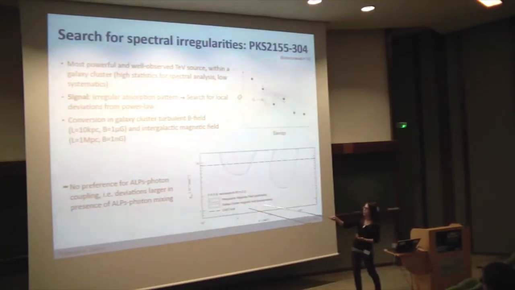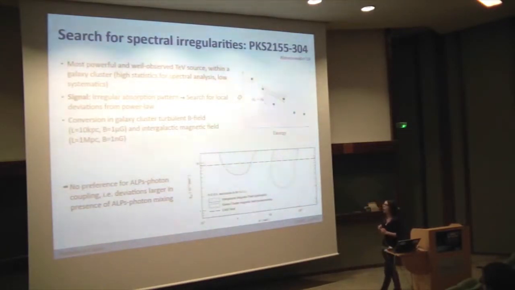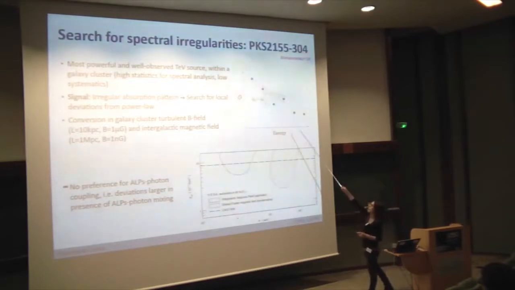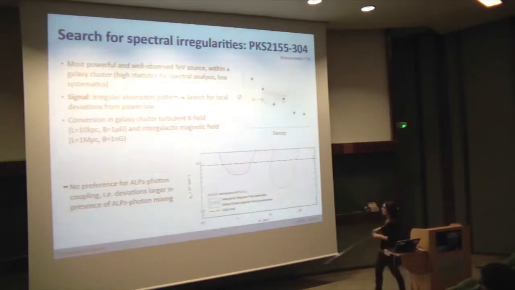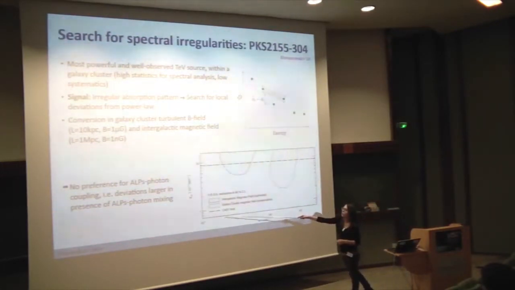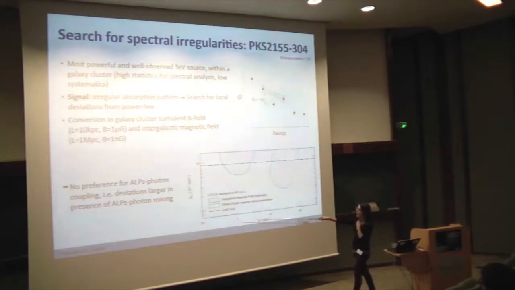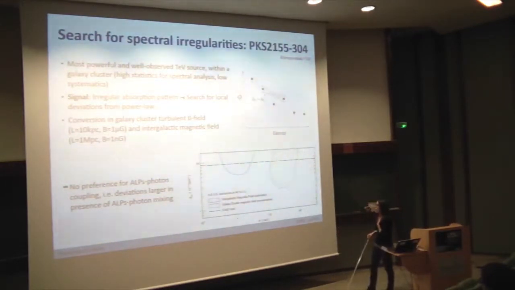So there was no preference found for oscillations of an ALPs particle into a photon, so the spectra were consistent with the absence of conversion of a photon into ALPs particles. And this is the constraint that has been put in the coupling versus mass plane, where you see that this is at the boundary of the CAST limit, so the CERN helioscope.